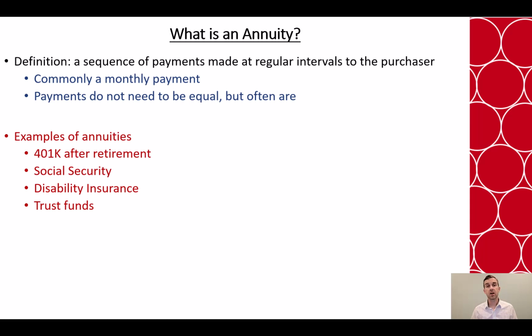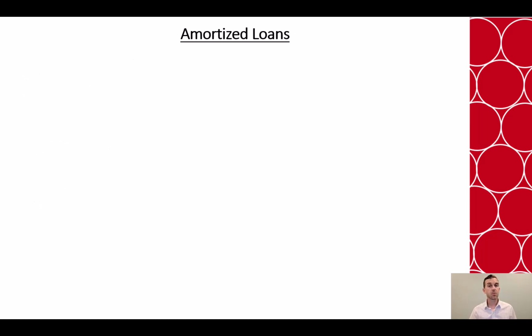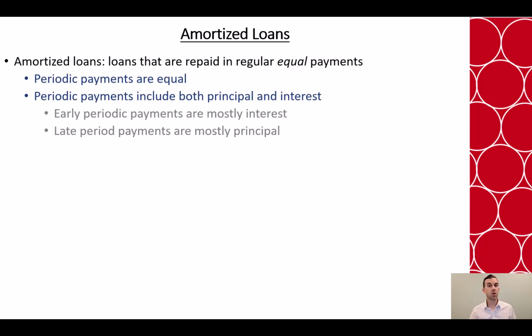So this is things like your retirement benefits, Social Security, if you know someone that's on government disability insurance, or even trust funds that are set up from larger estates. These are all forms of annuities. Whereas in contrast, amortized loans are those loans that we pay back for something large that we've purchased, and we're making those in regular equal payments.